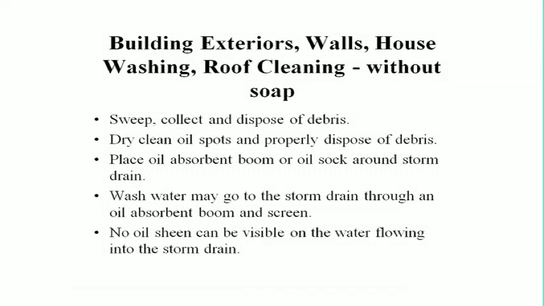Building exteriors, walls, house washing, roof cleaning without soap. Sweep and collect the debris. Dry clean oil spots and properly dispose of the debris. Place an oil absorbent boom or sock around the storm drain. Wastewater may go to the storm drain through an oil absorbent boom and screen. The oil sheen should be visible on the water flowing into the storm drain.